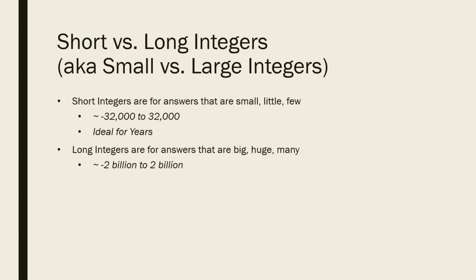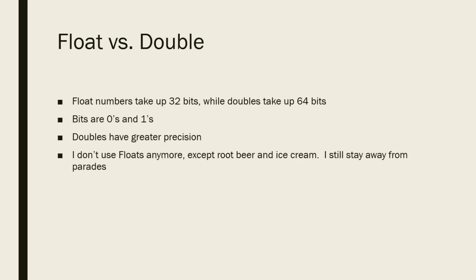But there's two kinds of integers. If you remember from that slide, there's short and long. In computer science, we also talk about small and large, and they mean pretty much, I think, the same thing. So a short integer is going to go from about negative 32,000 to positive 32,000. So you want to use a short integer for things like years, smaller quantities. You get the picture. And then long integers are something from negative 2 billion to positive 2 billion. Those are approximates, though. If you really want it, you can Google the exact numbers, but those are your estimates.